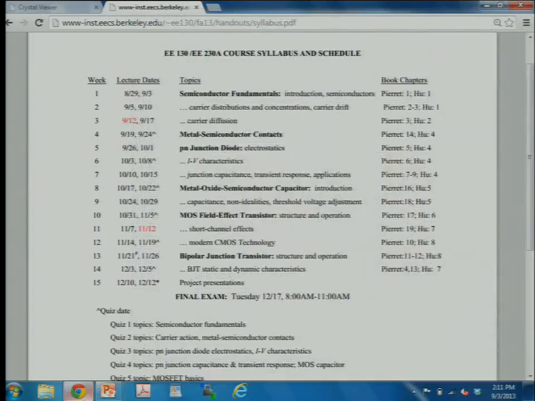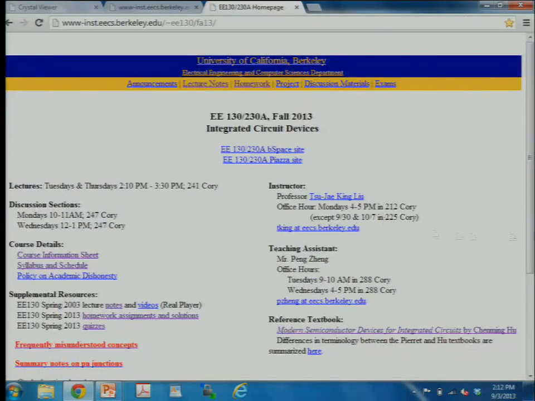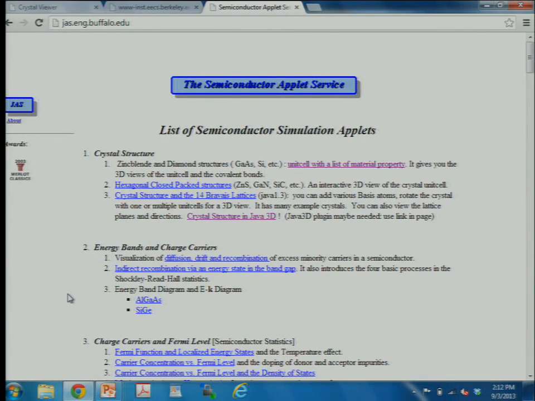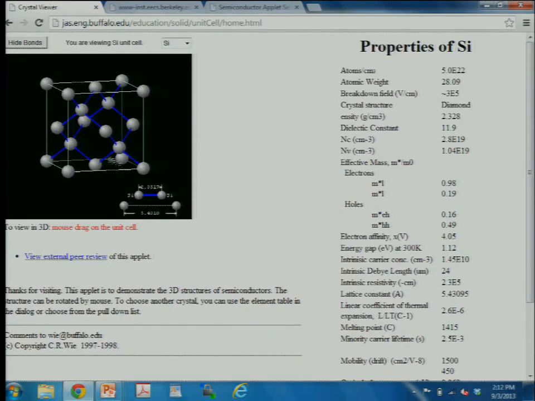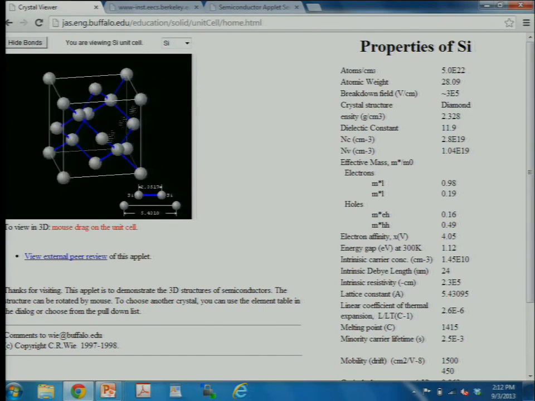If you visit the class website, there is a link to cool educational applets. I don't know if you think it's cool, but anyway. The reason I didn't show this last time is because this website was down last Thursday. But basically, if you click on this link to look at the unit cell for different semiconductor materials, this is what you get. It's an applet, so you can actually move the unit cell for silicon around, and show the bonds or not. And that's what I had in the lecture slides.